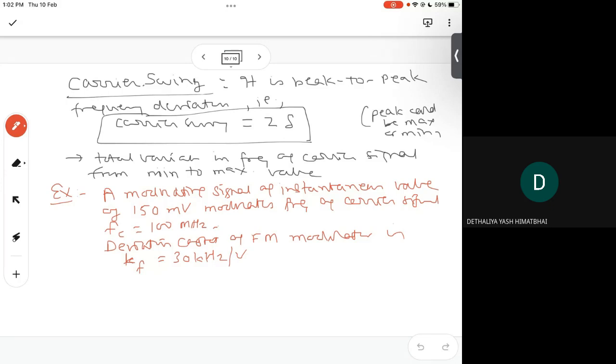So now if you see here, somebody was asking about the units. See, the deviation constant is expressed like this, kilohertz per volt, because it is per unit of the message signal. And if you put these units, you will get the answer.